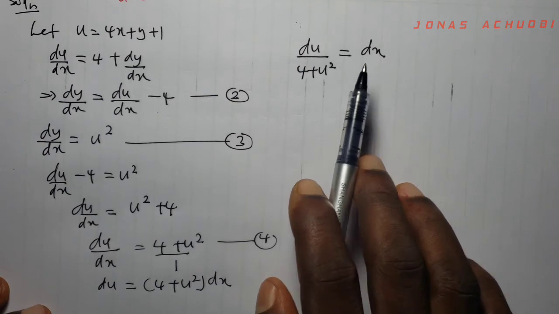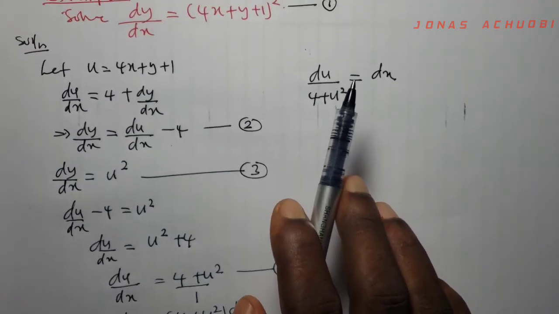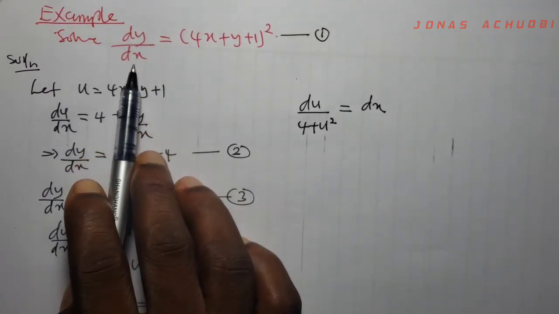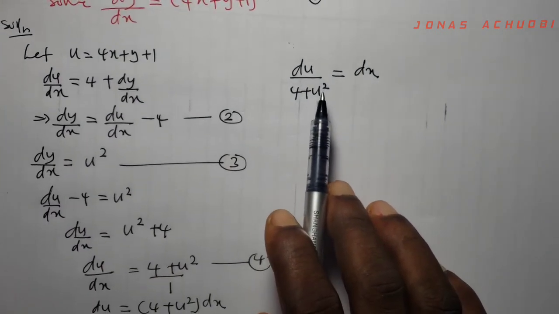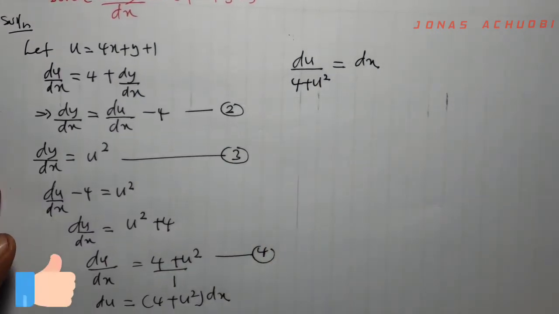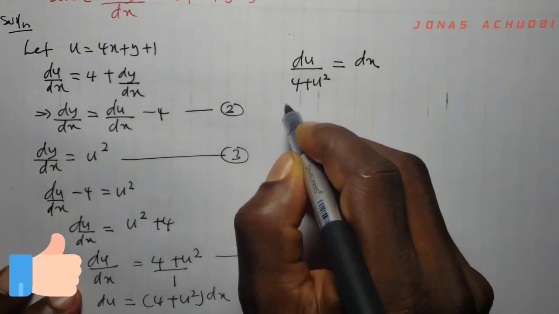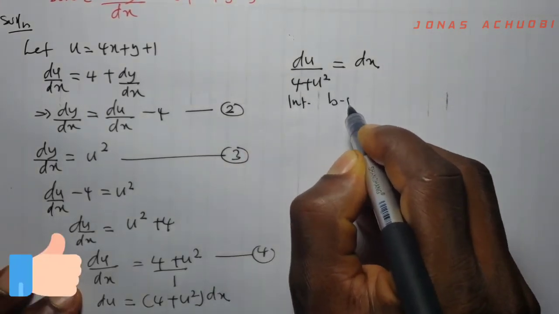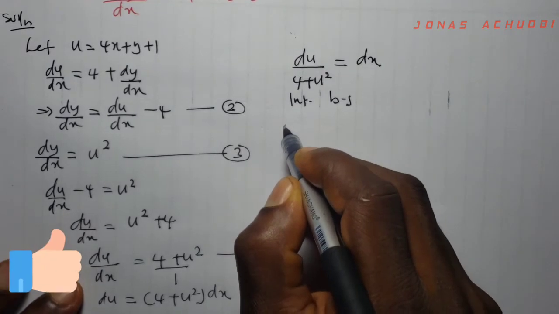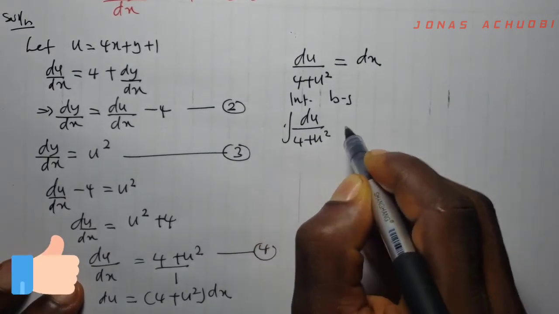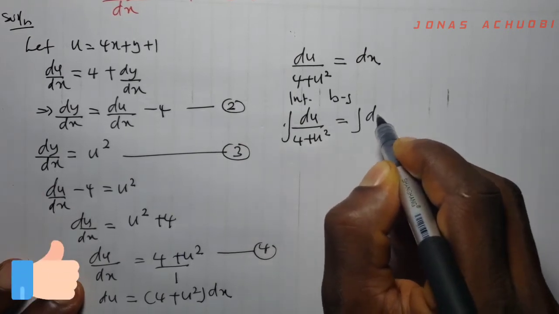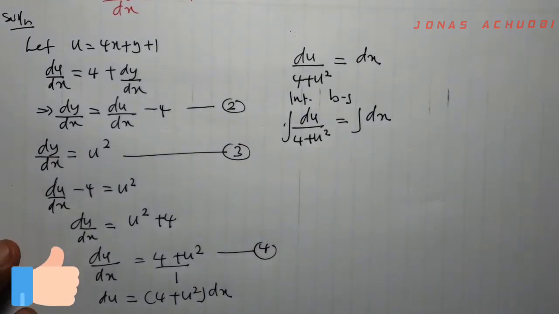So we have now transformed our original equation, which was given in terms of y and x, to now u and x. So we shall now solve for the value of the unknown function u. So we integrate both sides. If we do that, we have the integral of du over 4 plus u squared equal to the integral of dx.